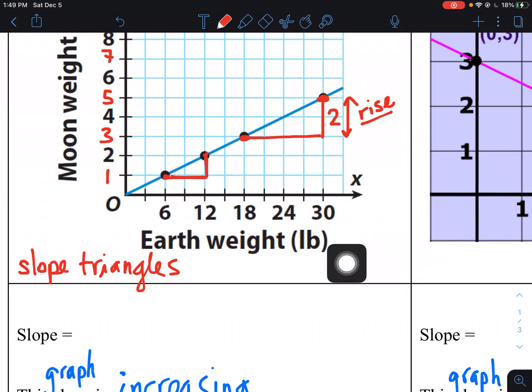What about over here? We call this distance our run. On the bottom here, we go 0, 6, 12, 18, 24. Well, halfway between 0 and 6 is 3. So we're going up by 3s.